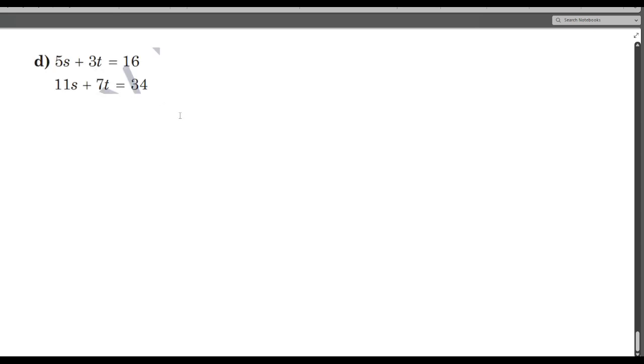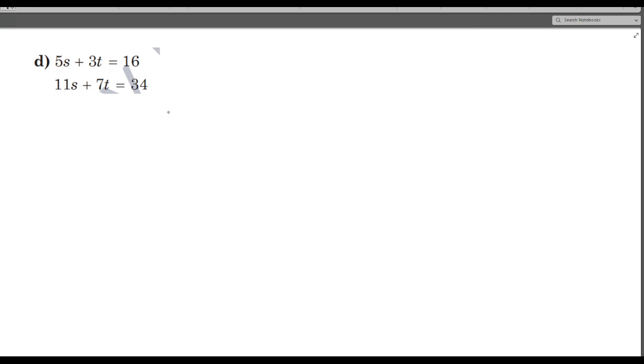Here 5s plus 3t equals 16 and 11s plus 7t equals 34. So again I am using the elimination method. Some of you feel that the substitution method is great, so you can go ahead with the substitution method. Now this time let me also do this problem by the substitution method only.